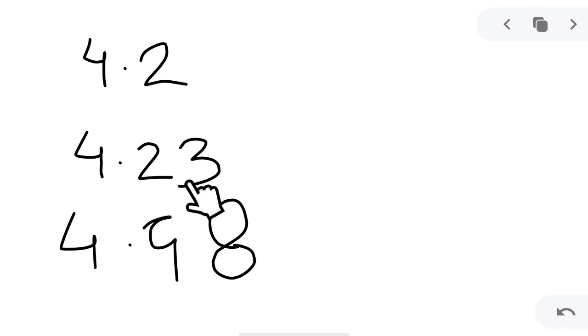23 is wrong. 4.23. Similarly, if we have a number with thousandth place also, like 4.485, then it will be read as 4.485. Doesn't matter how many digits you have after decimal, you will always have to read it as single digits, like 4.485, not 485. No, it's not like that, it's wrong. It will be 4.485, 4.23, 4.2, and so on.